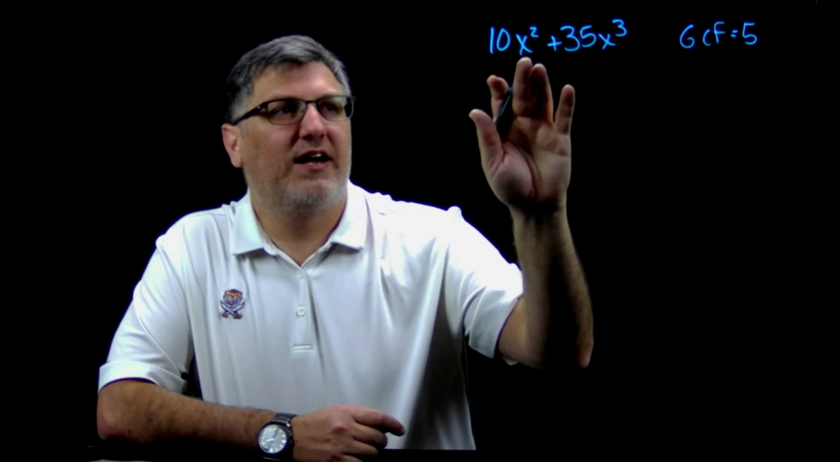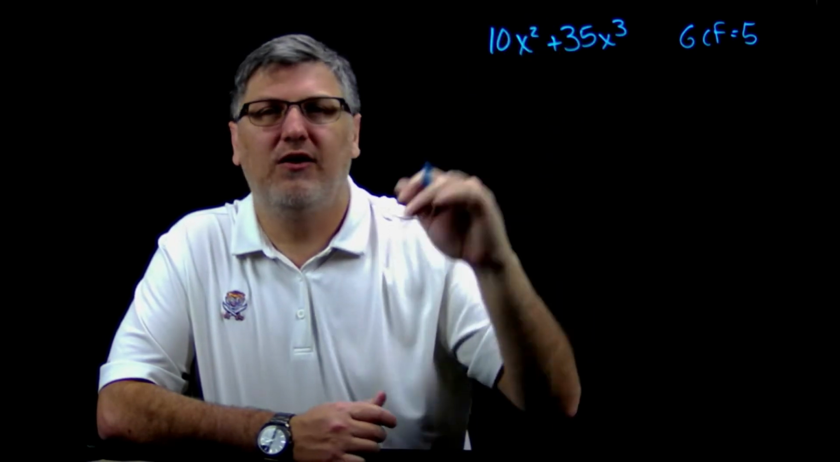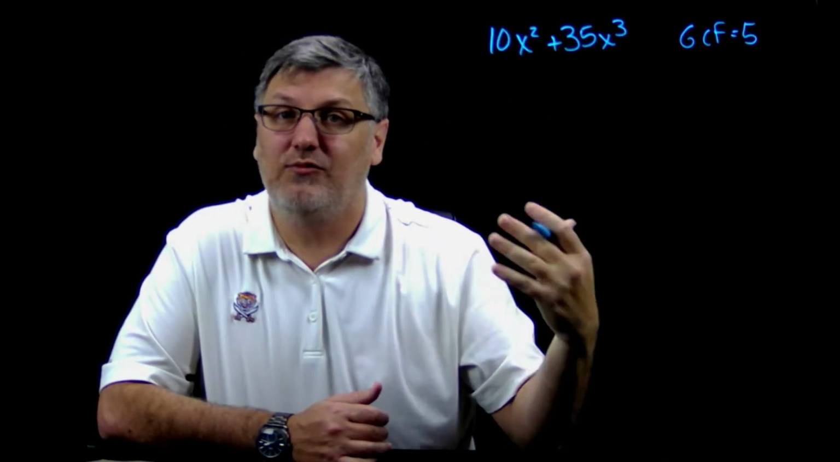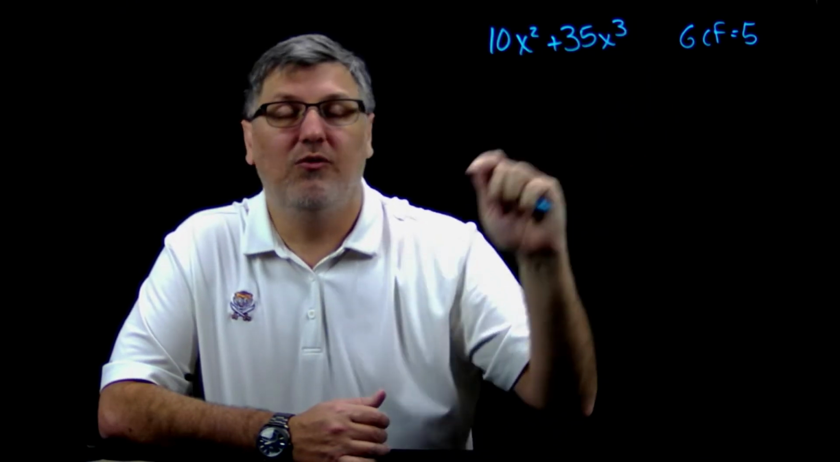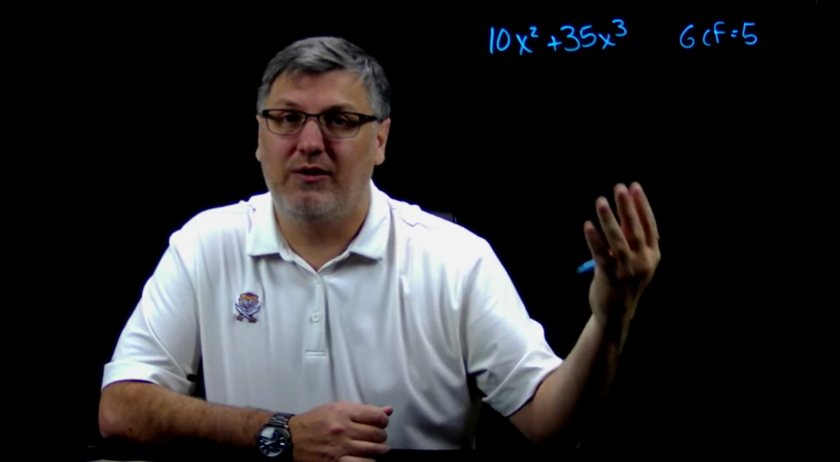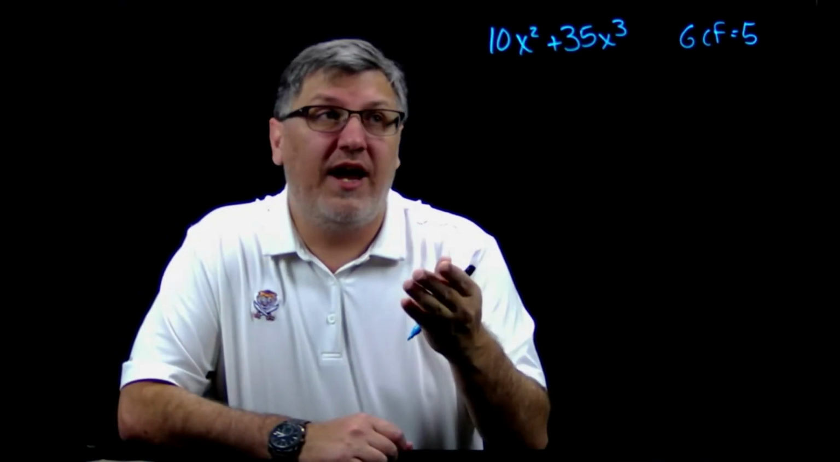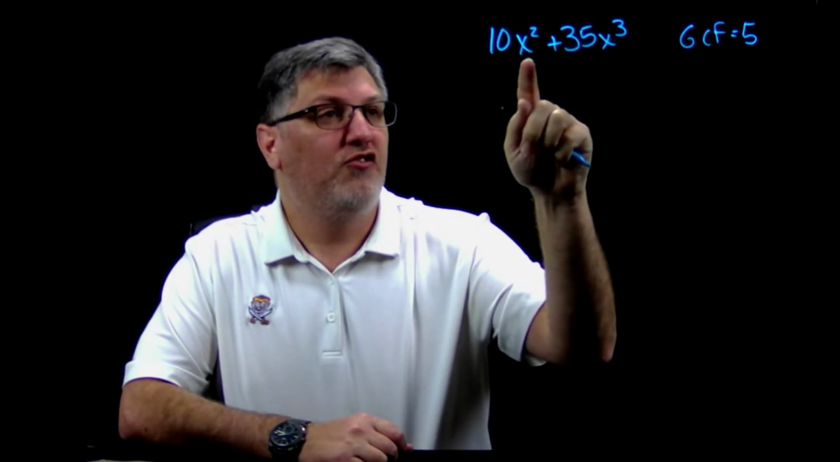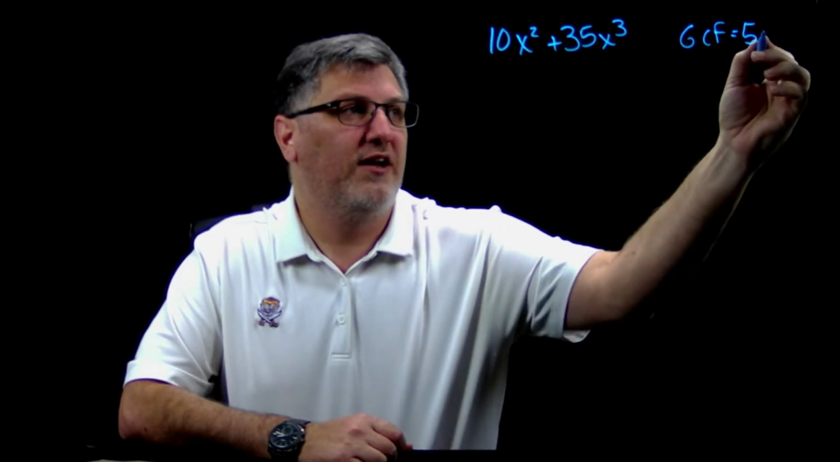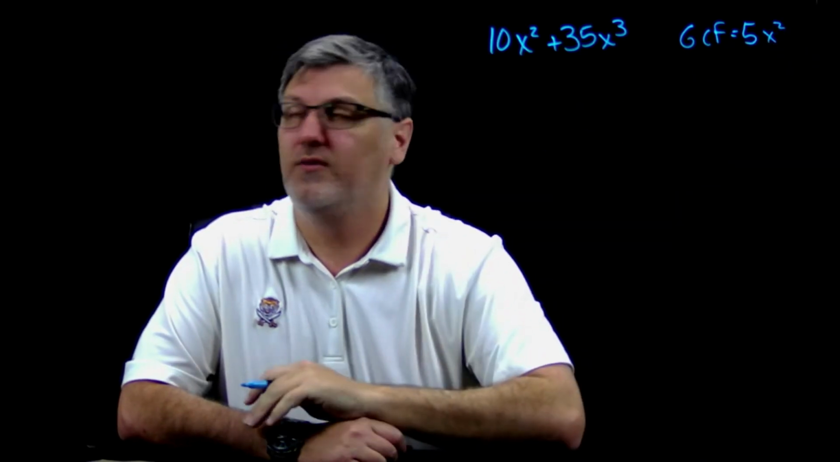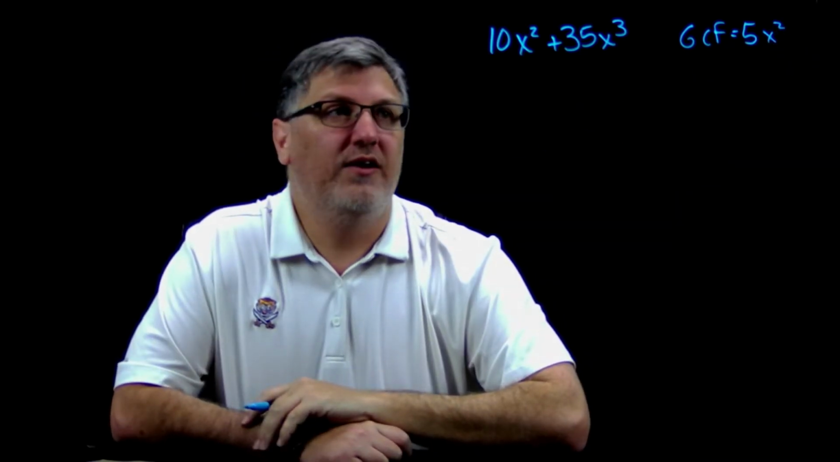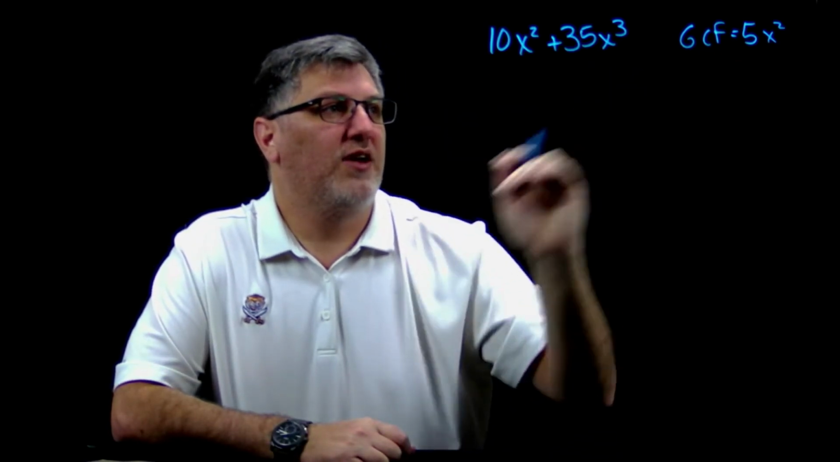Then I'm going to look at my x's, and I say, well, I've got an x squared, and what that really means is that it's x times x, and an x cubed. What that means is x times x times x. So what I actually have is two x's in common. So we would write that as x squared. All right, so here we have my greatest common factor is 5x squared.